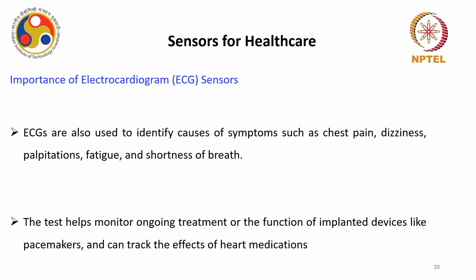ECG is also used to identify causes of symptoms, for example chest pain, dizziness, fatigue, or even shortness of breath. Basically, it can segregate non-heart and heart-based diseases. So if a symptom, like chest pain, is not because of any underlying heart condition, or is because of some other body condition, it can quickly distinguish among them.